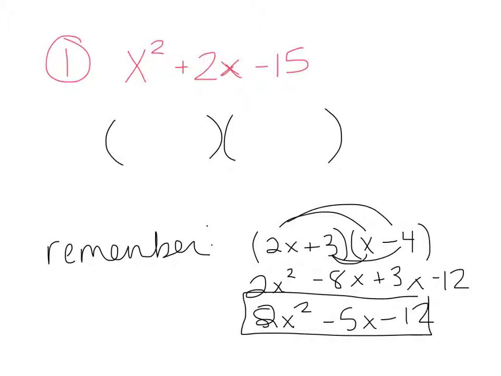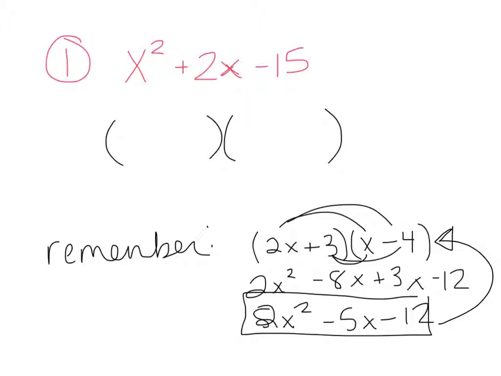Well, now we're actually going to go backwards. So we're going to start with the trinomial and we're going to work back to get the two binomials. So we're going backwards now, back to this. Okay, well, to do that, it's a little bit tricky, but I'm going to teach you guys a method that will work for almost every problem.